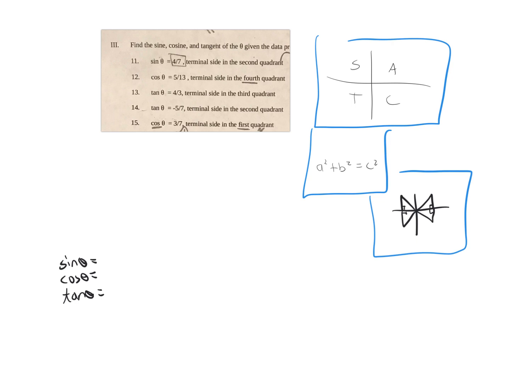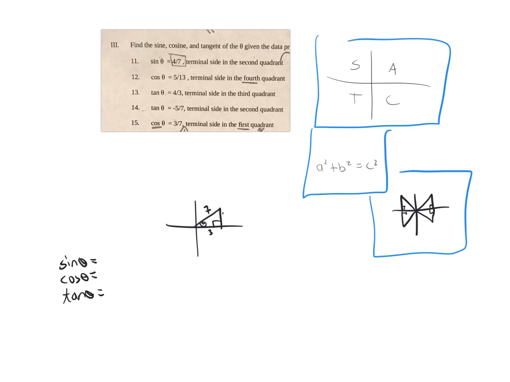Okay, looking at problem number 15, it's cosine of theta equals 3 over 7, and we're looking at the first quadrant, so that would be something that looks sort of like that. So let's draw a triangle that looks like that, and it's the case that it's cosine of theta equals 3 over 7. Now cosine is adjacent over hypotenuse. So we're looking at 3 here and a 7 there.